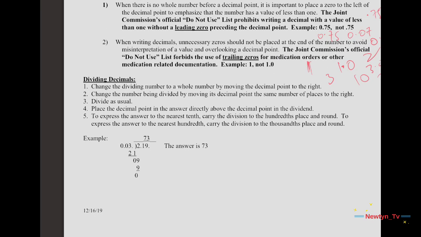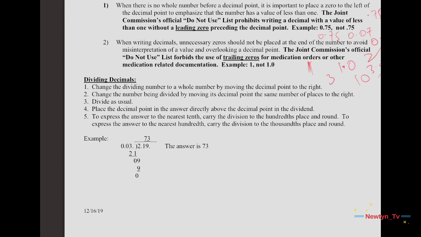Now, dividing decimal numbers is very, very crucial here. Change the dividing number to a whole number by moving the decimal point to the right. Change the number being divided by moving its decimal point the same number of places to the right. Then you divide as usual, right? So let's say we are dividing 0.5 divided by 0.25.